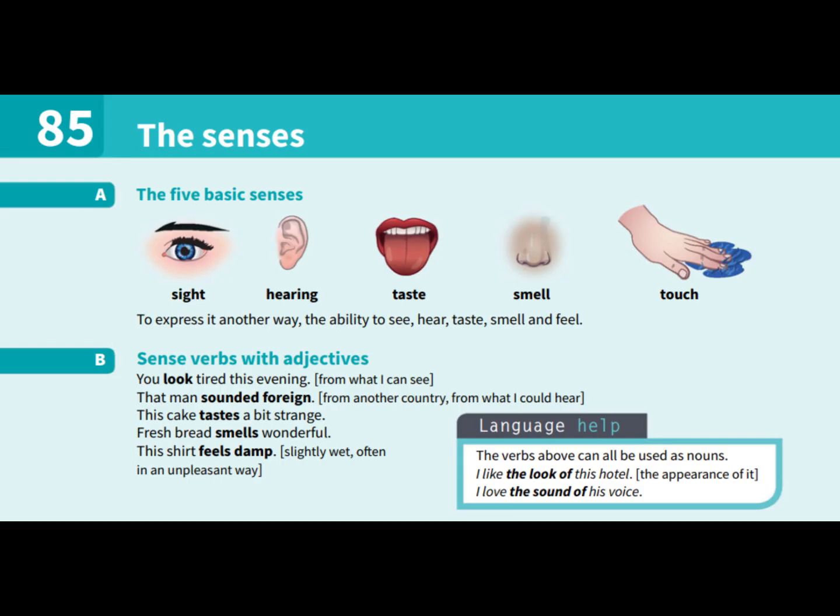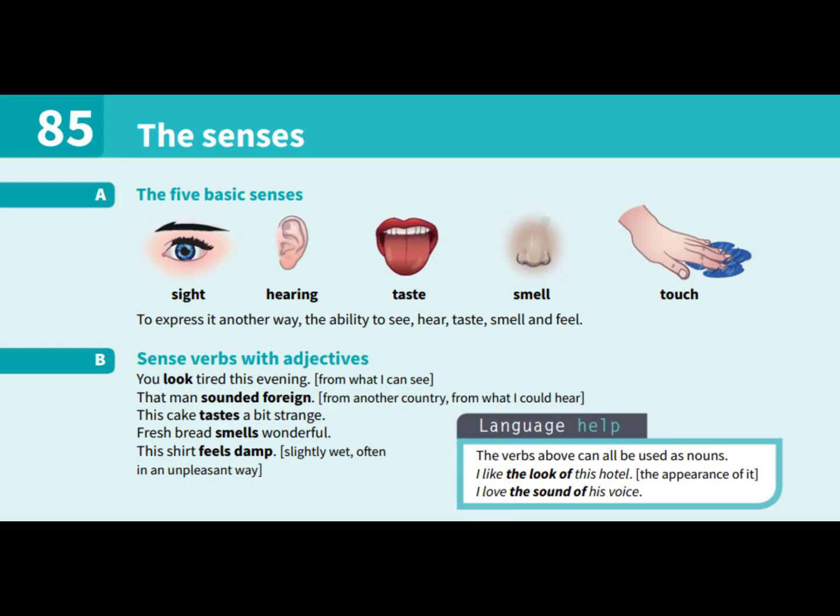Sight is the ability to see. Hearing is the ability to hear. Taste is the ability to taste food and drink. Smell is the ability to notice smells. Touch is the ability to feel something through physical contact. We can also express these senses using the verbs see, hear, taste, smell, and feel.